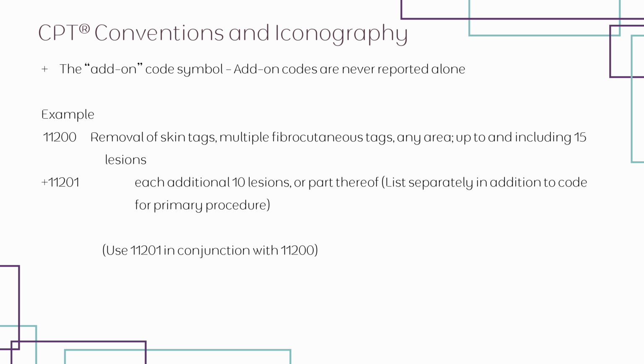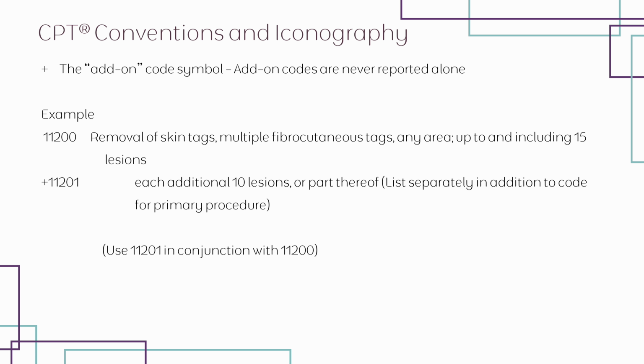Another commonly used icon throughout the CPT codebook is the plus sign. The plus sign is used to identify what's known as an add-on code. Some of the procedures listed in CPT can only be performed in conjunction with a primary procedure. When that's the case, the CPT assigns an add-on code to report the additional service. Add-on codes are never reported alone, and they must always be reported together with their associated primary code.